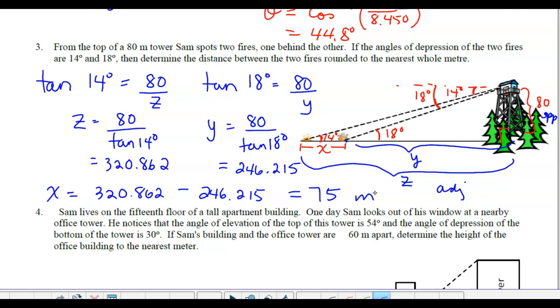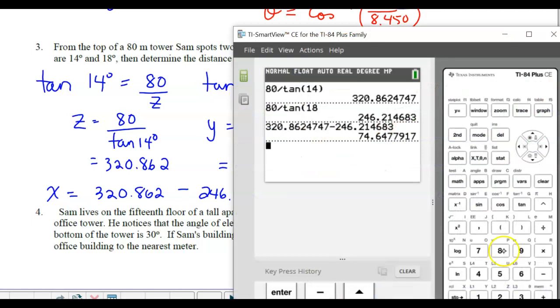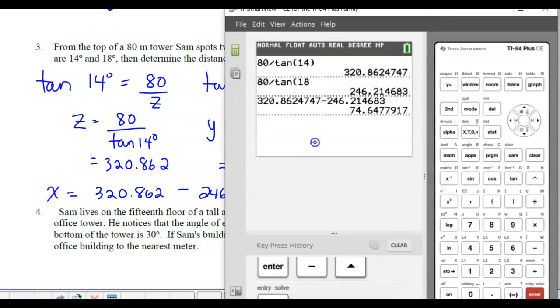If you wanted to, take a look. You could go 80 divided by tan of 14 minus 80 divided by tan of 18, and it would give you that final answer right away.